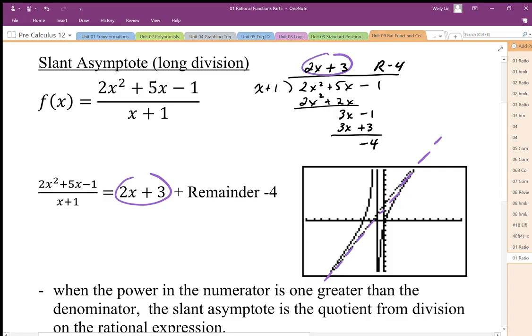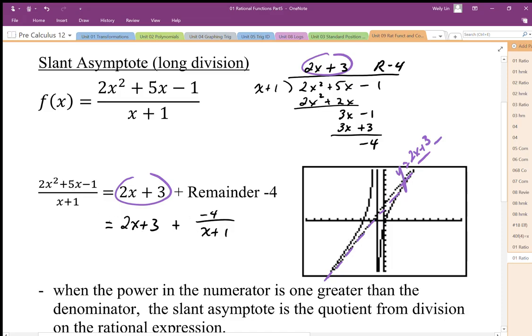Now, why is it that this quotient happens to be the equation of that line? It's to do with this endpoint behavior. As x gets really, really big, this expression here looks like this. So this is equivalent to, if I divide this, I get 2x plus 3. So if I use my division statement, it's going to be the quotient plus the remainder divided by the divisor. This is my expression. These are equivalent expressions here and here.